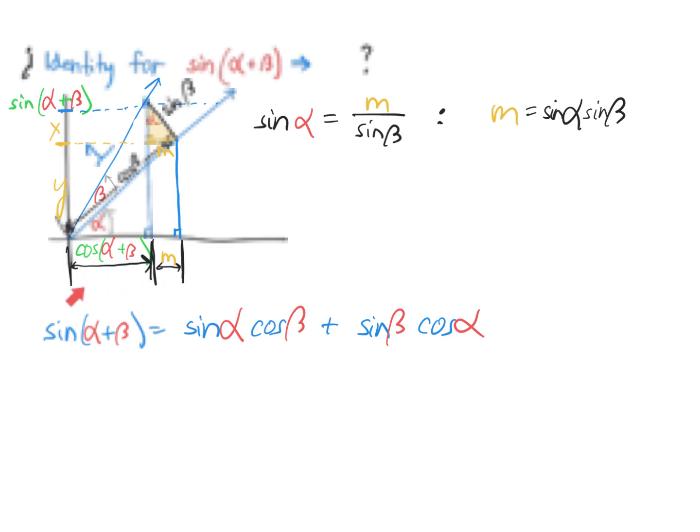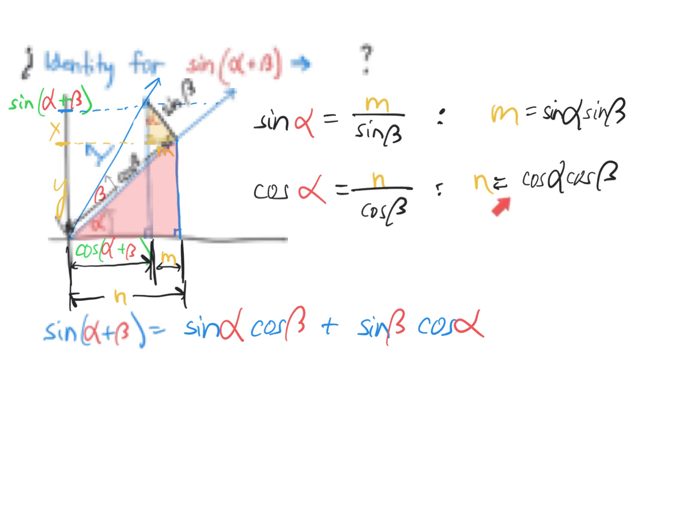All right, so how to find the expression for this whole length? Let's call that entire length N and work with this red right triangle. Cosine of alpha is equal to the adjacent side, N, divided by the hypotenuse, cosine of beta. All right, so N is equal to cosine of alpha times cosine of beta. So we now have an identity for the sum formula for the cosine ratio. This green ratio is equal to the entire thing, N, minus the little part M. Or in other words, cosine alpha, cosine beta, minus sine of alpha, sine of beta.